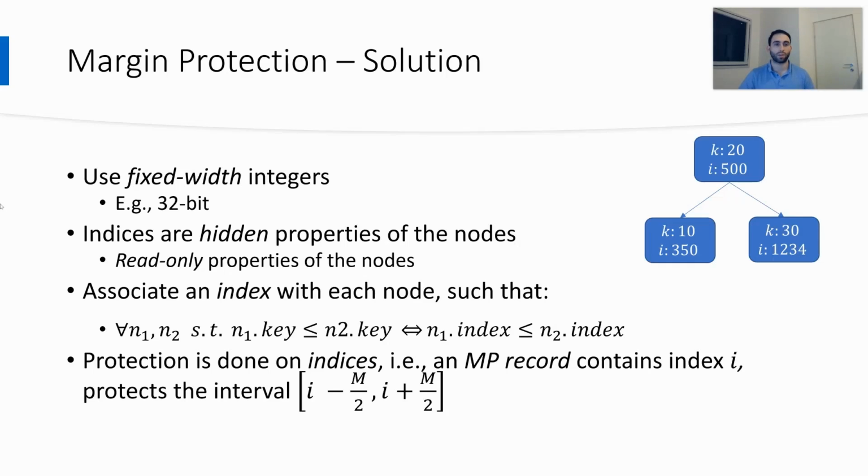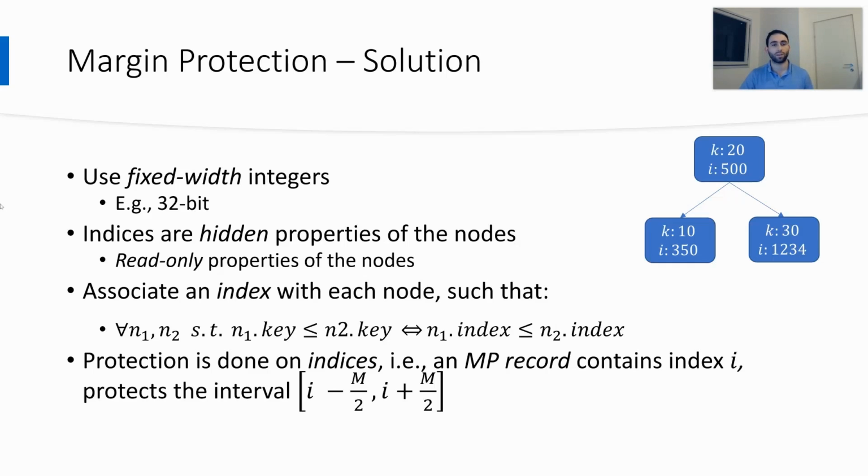To solve this, MP uses fixed width integers called indices. Every node is associated with an index, and the index is hidden, which means that the client application is not aware of its existence. In addition, MP enforces that the indices will agree with the key's total order, which means that if a node's key is larger than another, then its index is larger than the other as well.